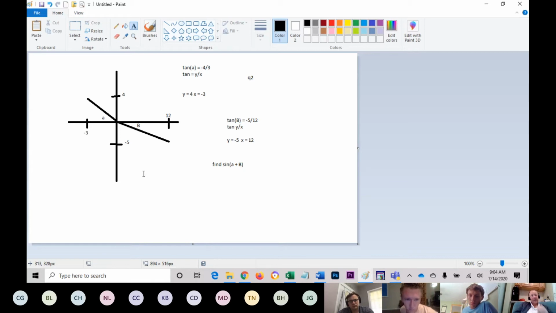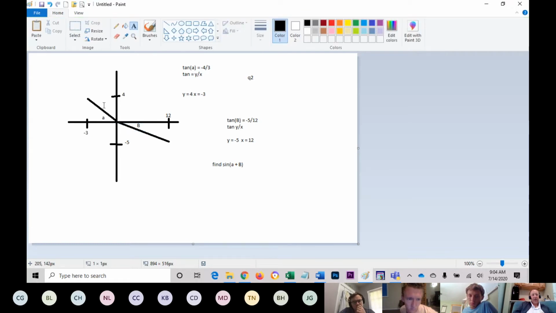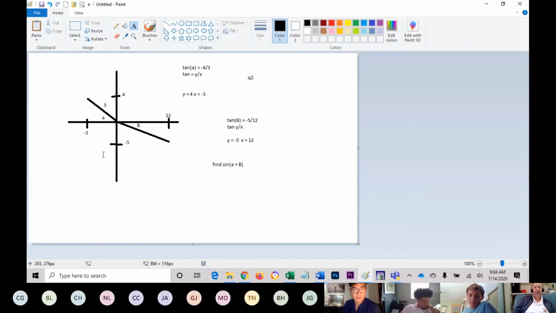Okay, so let's think about this for a second. If this is 3 and 4, do you guys know what the length of the hypotenuse is without doing any hard work? Five. It's 5, right? So that's a 3, 4, 5 triangle, right?